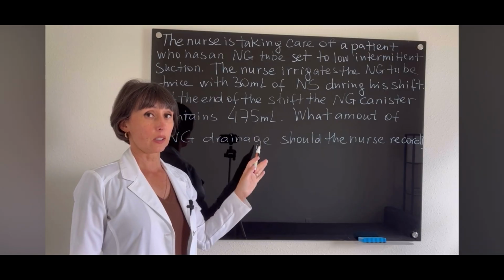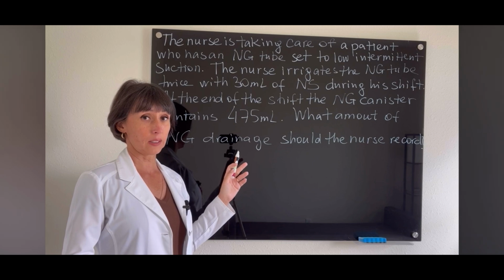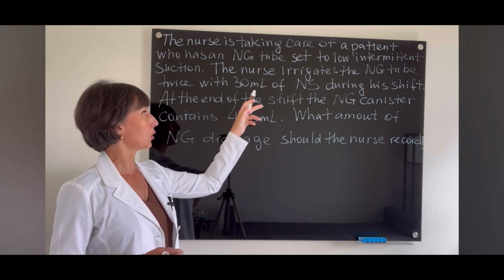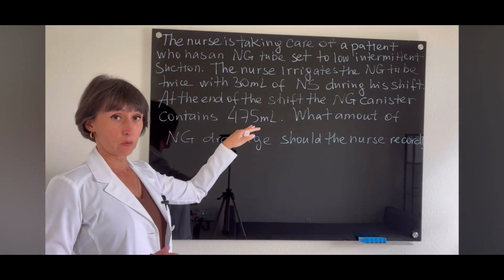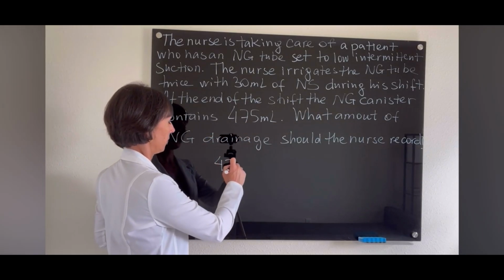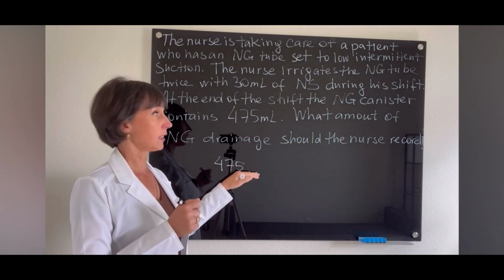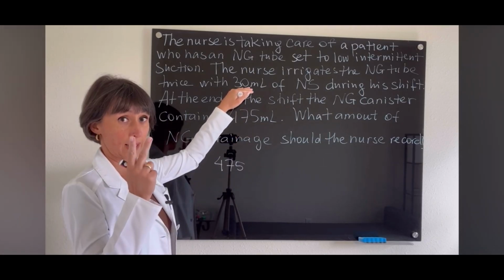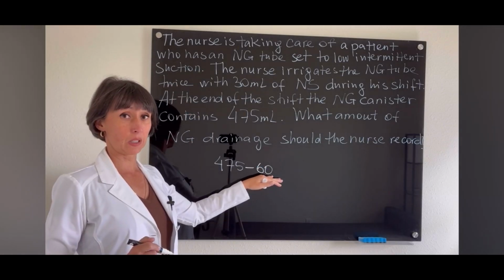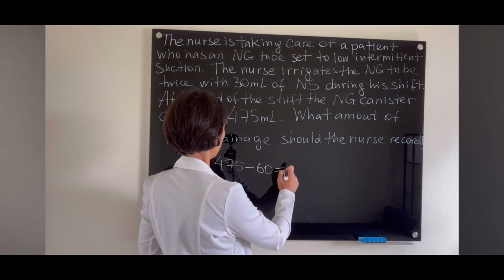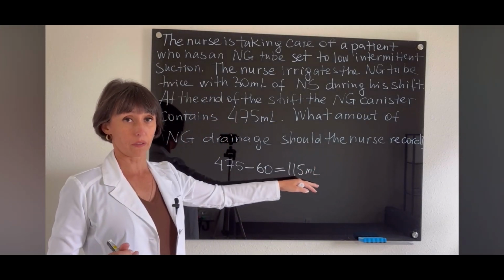Let's think logically. NG drainage is something that came out of the patient, right? So it should not include the amount that we put into the patient. So in this case, if 475 was in the canister altogether, then we need to subtract what we put into it, which is not drainage. And we put 30 milliliters twice, gives us 60. So we'll subtract 60 milliliters. And we will document 115 milliliters of drainage.